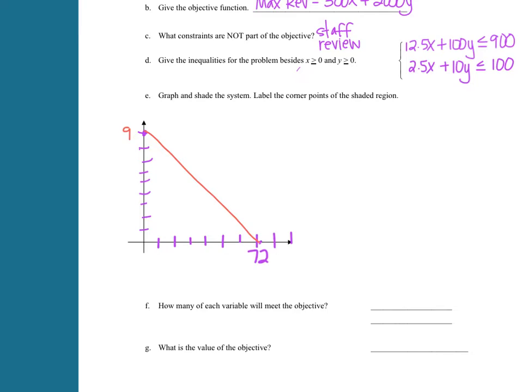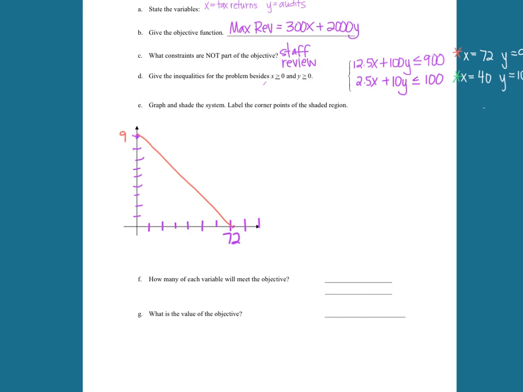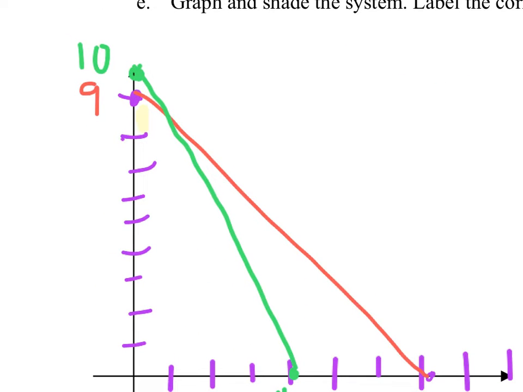And then the green one will be going from x is 40 to y is 10. So 10, 20, 30, 40 here. And y is 10, that would be here. And I will connect those two, and I'll be shading below there. So below both of those lines, but within the first quadrant. So I am not shading that teeny little empty piece right there. It's not quite a triangle because the top of the triangle is cut off a little bit there, but there's my shading value.